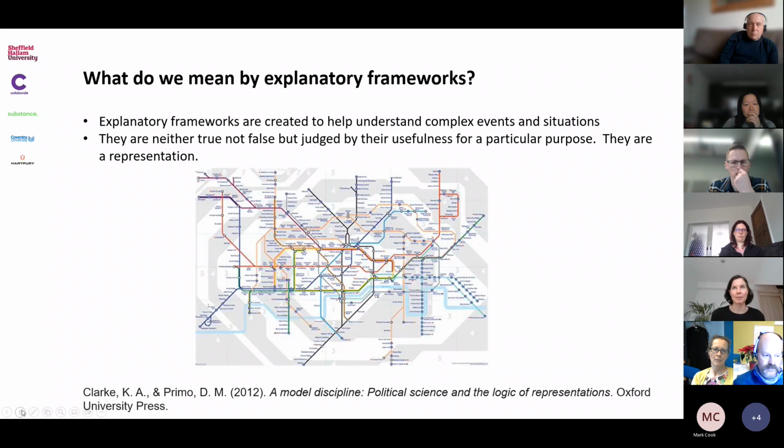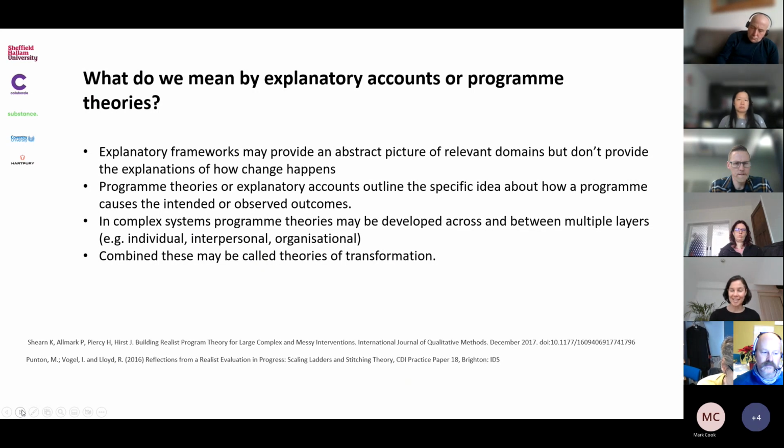A quick refresher on what we mean by explanatory frameworks. Those are there to help us understand the kinds of things that we might be interested in. They don't on their own explain change, they just outline the items and things that might be useful to get an understanding of. And what we mean by explanatory accounts is the more detailed theory which explains the relationships between some of the things that we're interested in. They're the ones that tell us our ideas about how we expect our actions to lead to change or outcomes, depending on your terminology. And then when we collect data, we're comparing our data against those assumptions to see the extent to which they were borne out, or whether in fact we need to change our understanding of how these things work in practice.